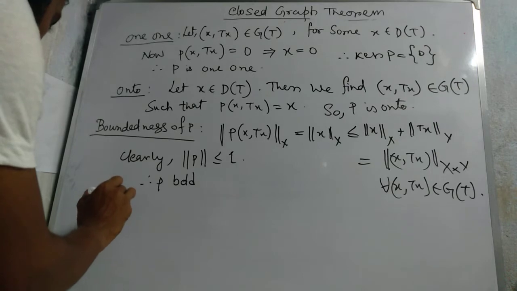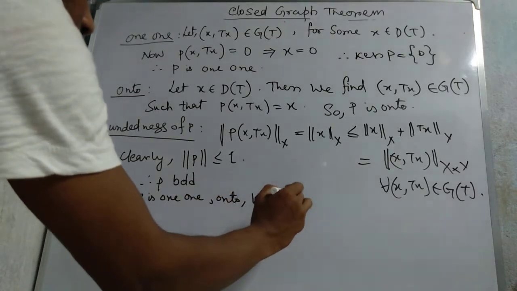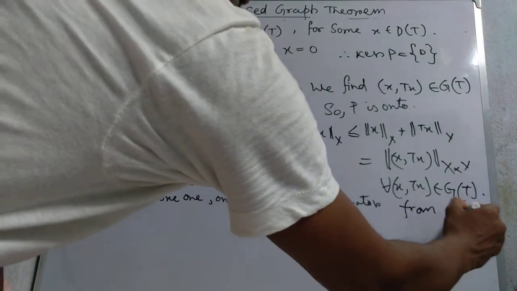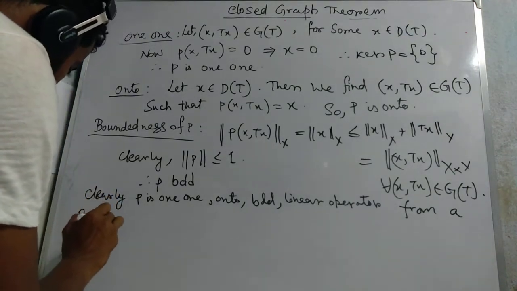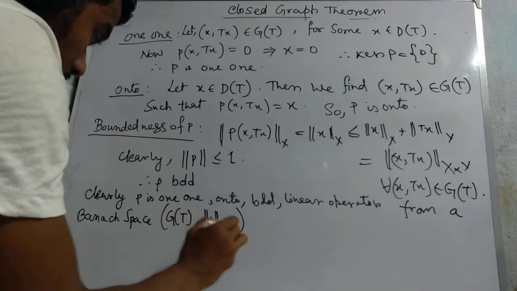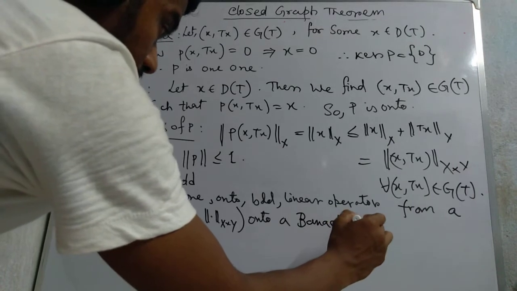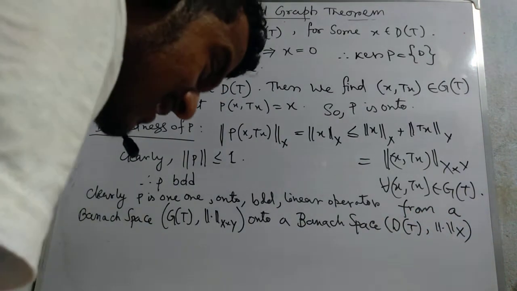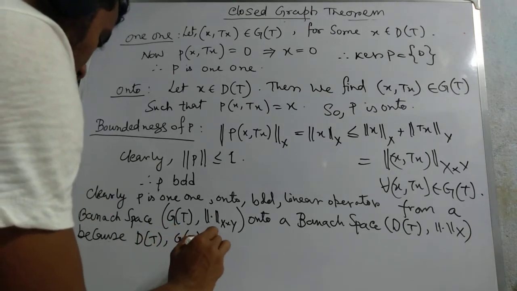Then clearly P is a one-to-one onto bounded linear operator from a Banach space, gt with the norm of x Cartesian product y, onto a Banach space, dt with the norm of x, because gt and dt are closed.